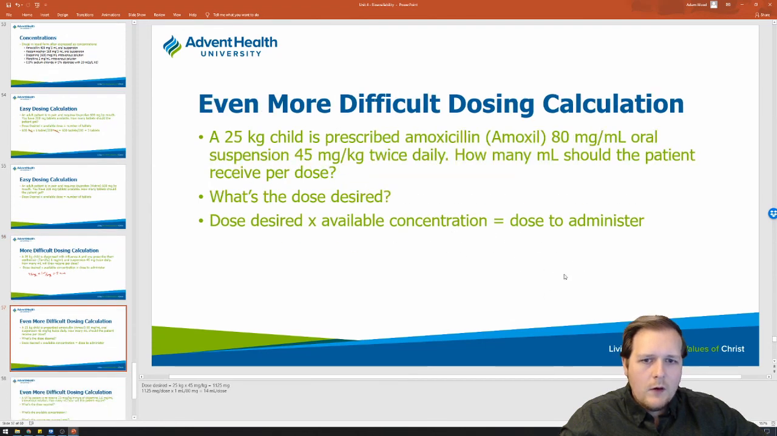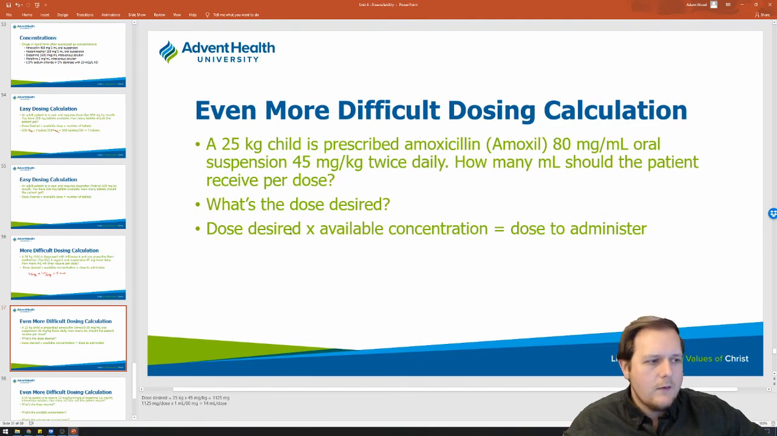Let's say we wanted to do something a little bit more complicated. Let's say we have a 25 kilogram child. I'm just going to keep the information down there so I can look at it without calculating all that out, because that writing is getting kind of obnoxious. Well, let's say we have a 25 kilo child and they're prescribed amoxicillin 80 milligrams per mL oral suspension, 45 milligrams per kilogram twice daily. How many mL should the patient receive per dose?